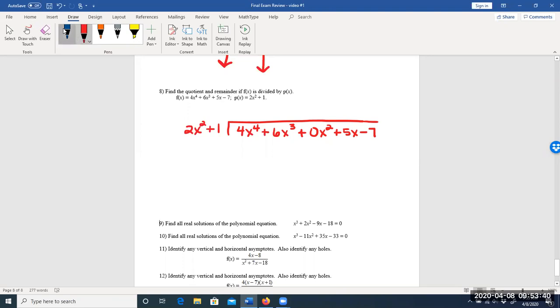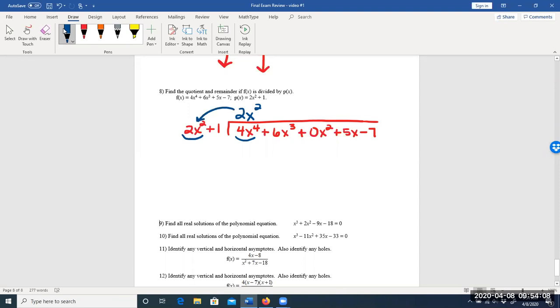So we start and we look at the first term of our divisor and the first term of our dividend. And we ask ourselves, what can I multiply 2x squared by in order to get 4x to the 4th? And that would be 2x squared, because 2x squared times 2x squared is 4x to the 4th.